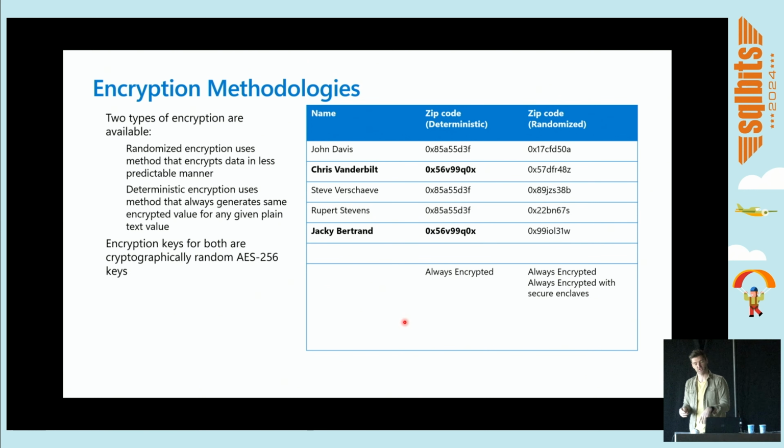If you want to use Always Encrypted with secure enclaves, you have to use randomized. You cannot use deterministic. If you're still using the first version of Always Encrypted, then you can choose between deterministic or randomized, but I would recommend to use randomized and not deterministic. All right?